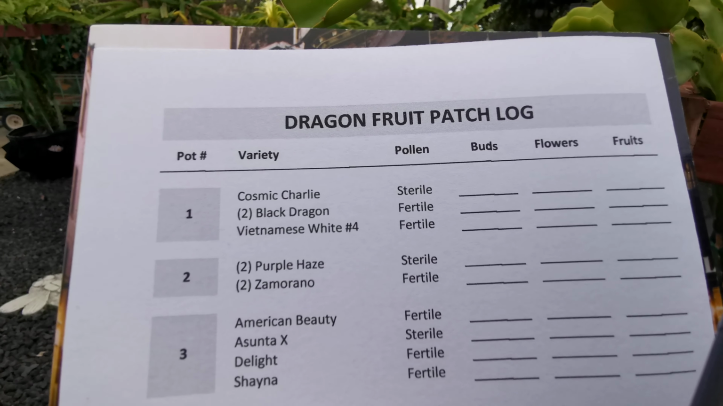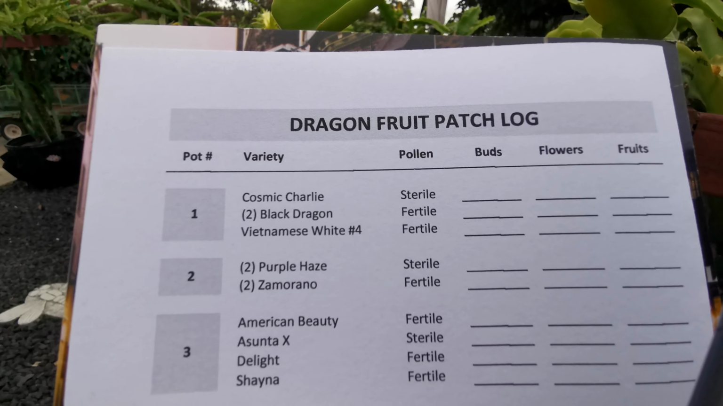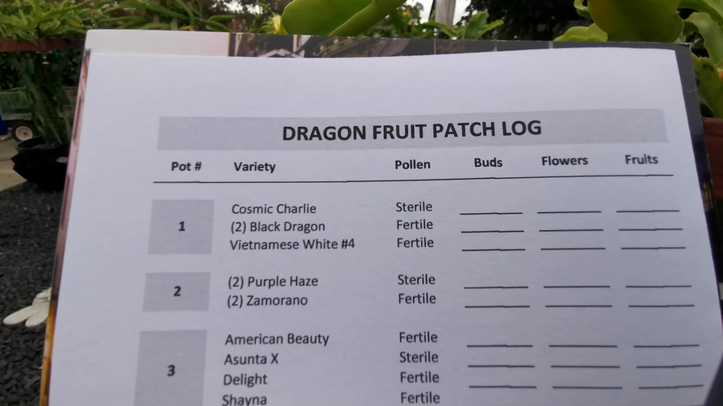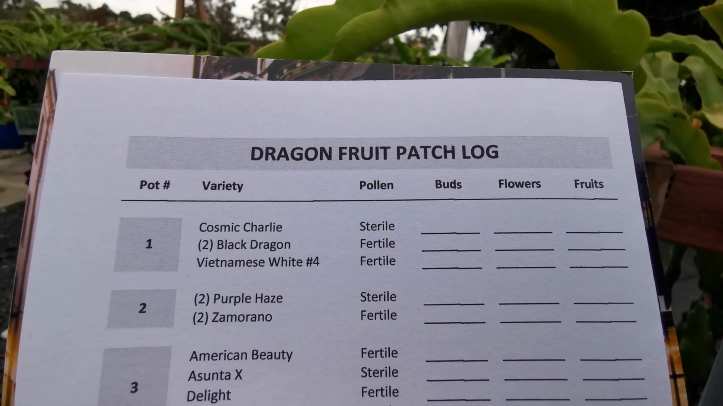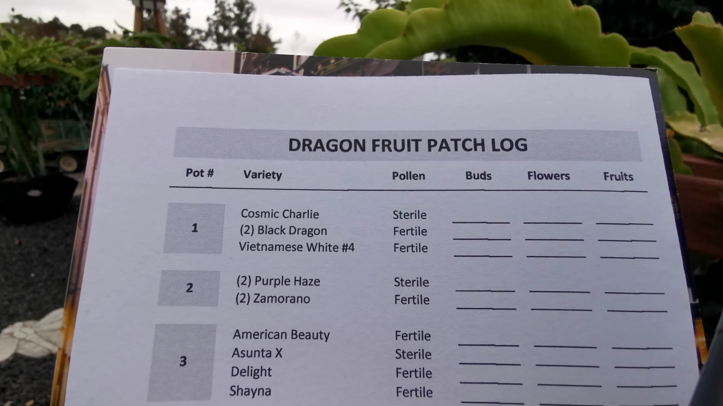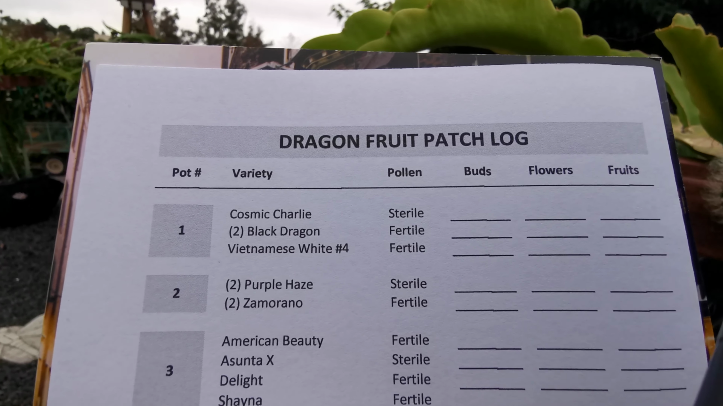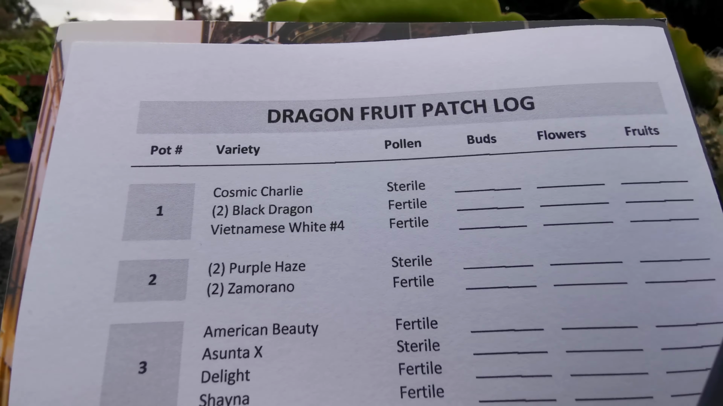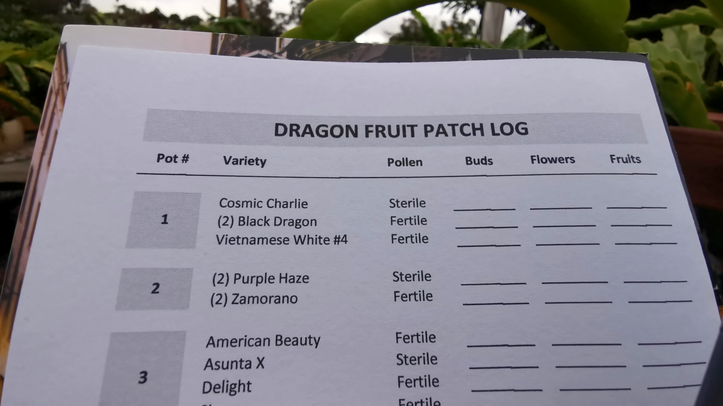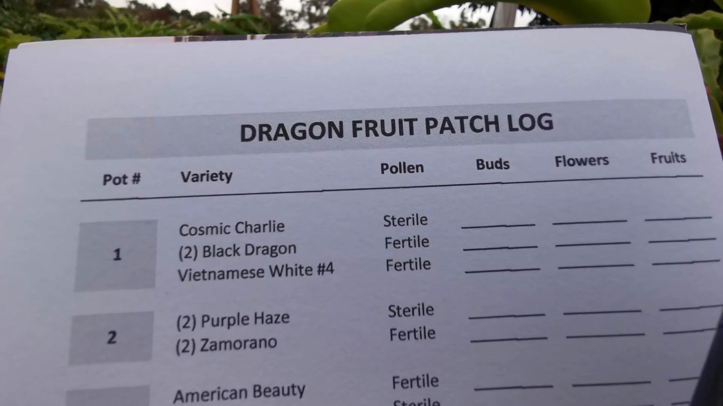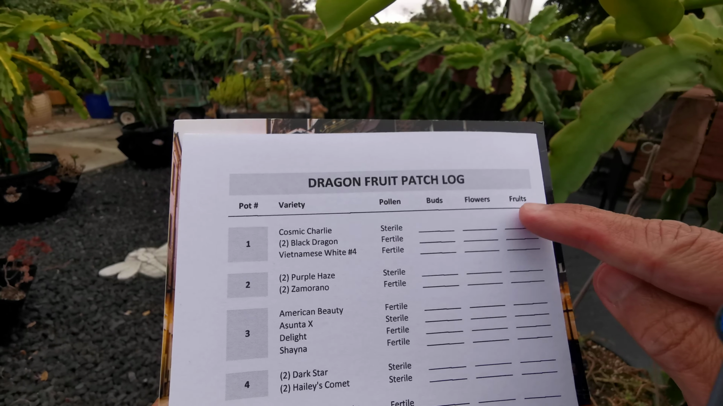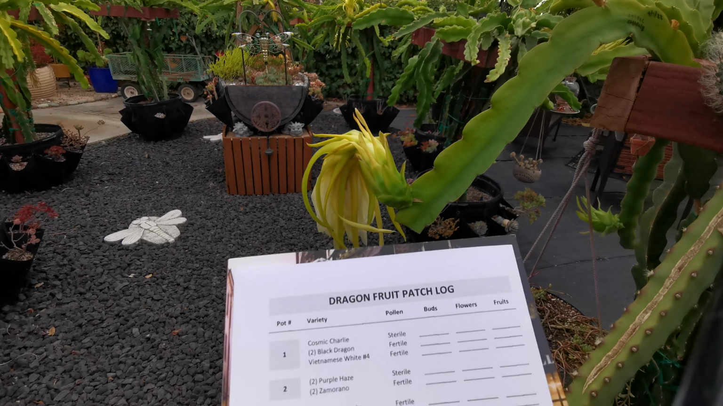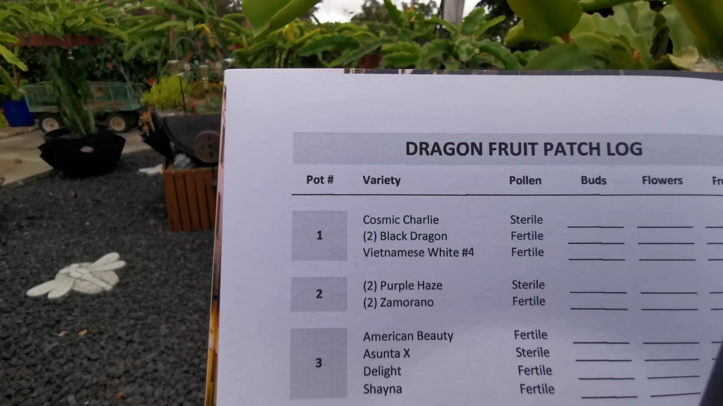If you can track stuff, you can find a way to improve anything, right? If you track how long it takes you to go to work every day, you're going to be able to find a way to get to work sooner. Anyways, I'm going to show you what I'm doing. I want to know, as of today, how many buds there are, how many flowers there are, and how many fruits there are. For instance, we're going to start with Cosmic Charlie.